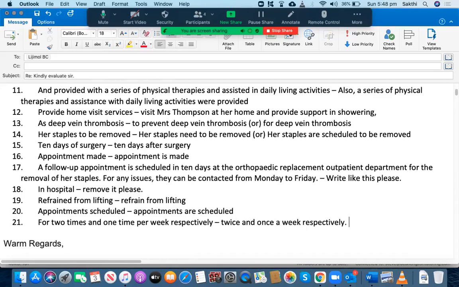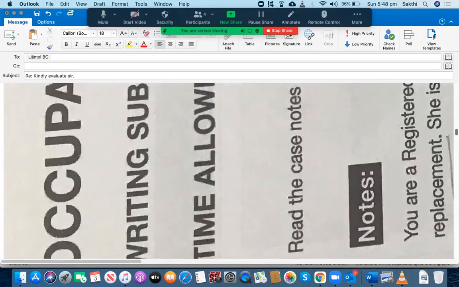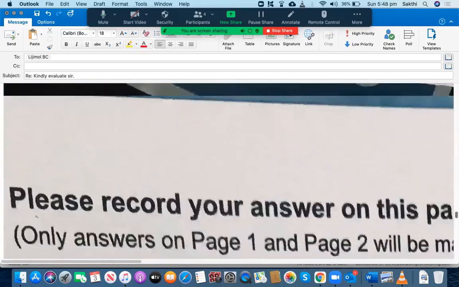It's pretty easy, isn't it? Twice and once a week. Instead of writing 1, 2, 3, 4, 5, 6, 7, 8, 9 words, you write 1, 2, 3, 4, 5, 6 words. It's good. I mean, try not to write words unnecessarily, okay? Twice and once a week respectively. That's good. All right, let's go to the next one.